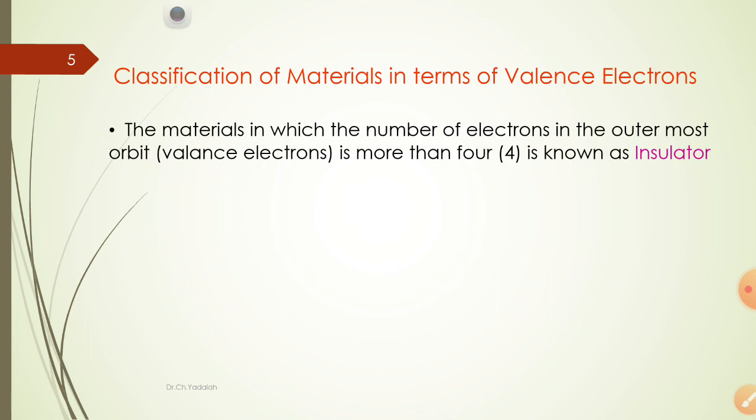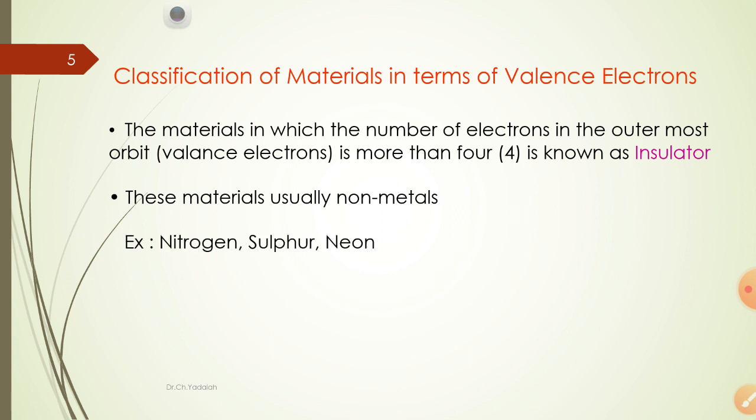And coming to the materials in which the number of electrons in the outermost orbit is more than 4, they are known as insulators. If valence electrons are more than 4, it becomes an insulator. Less than 4, it becomes a good conductor. More than 4 electrons, it acts as a good insulator. What are the examples? These materials are usually non-metals. For example, sulfur, nitrogen gas, neon gas, plastic, wood, and ceramic, different non-metals.